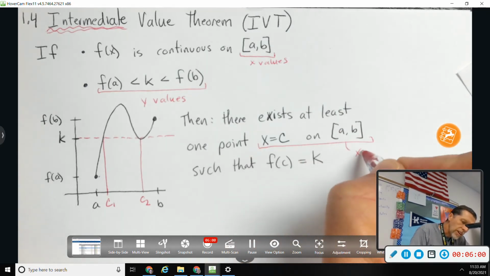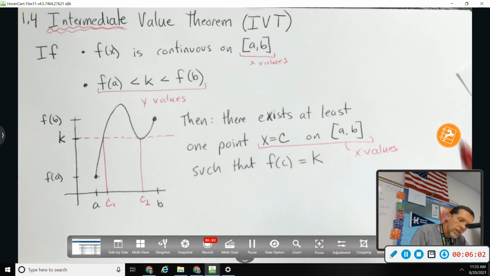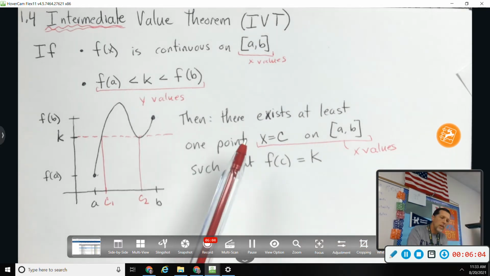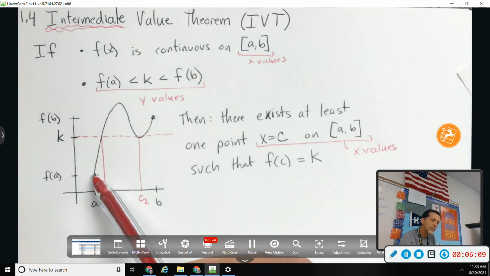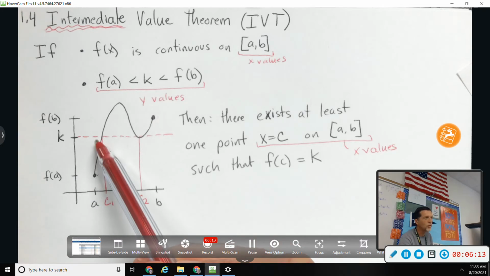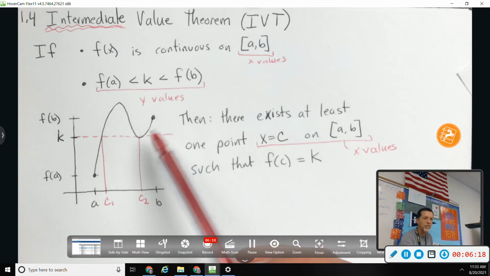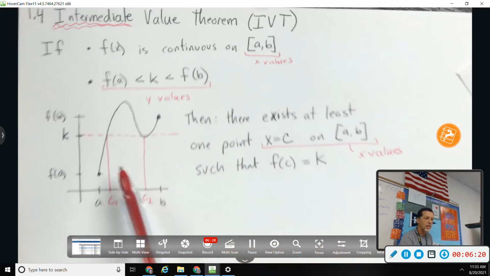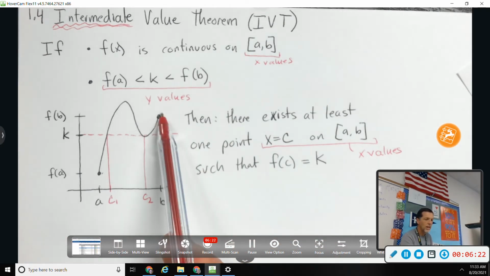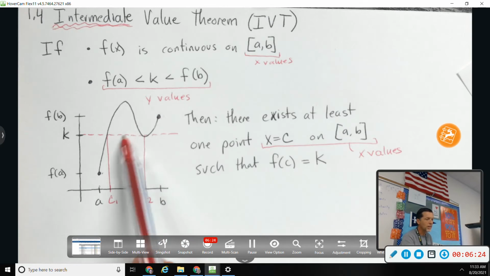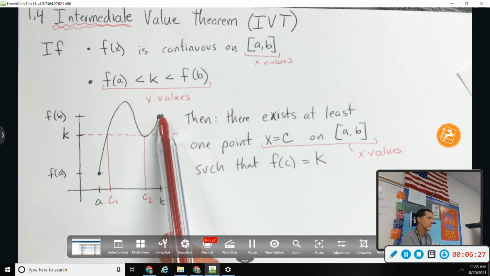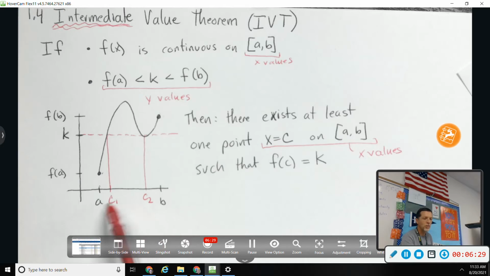All those are x values. So if you want to get from point A to point B, you've got to pass through k somewhere. That's the intermediate value theorem kind of slang without calculus words on it. If you're going to get from point A to point B and k is in between there, then you've got to pass it somewhere. Our job is going to be finding the somewheres.